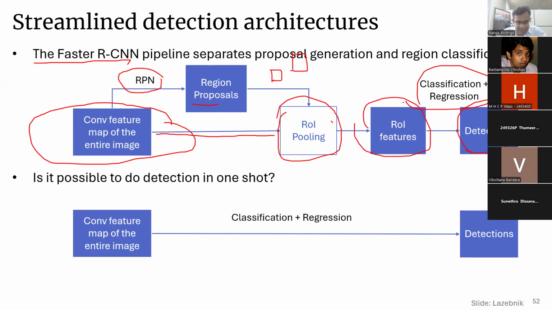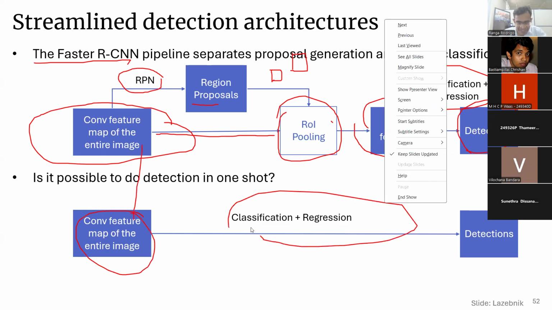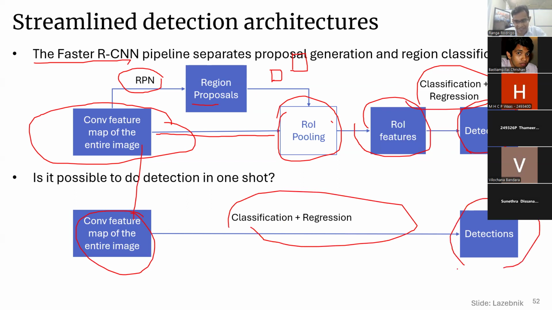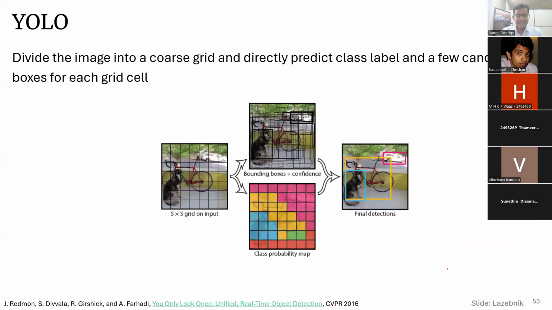Then the question is, is it possible to detect in one shot? So the convolutional feature map of the entire image is there, the same map, and can we do classification and regression directly on that map and get the detections? This is the idea of these single shot detectors. We will see how YOLO works. In YOLO, we divide the image into a coarse grid, an S by S grid on the image, and directly predict the class label and a few candidate boxes for each grid cell.